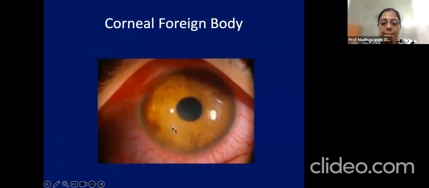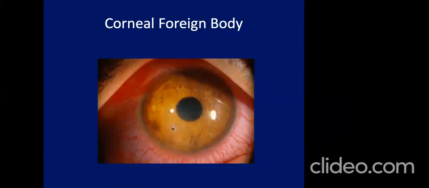What is this? That's a corneal foreign body. If you get a patient like this in your office, in your practice, what would you do for this patient? He has a corneal foreign body. It can be after an industrial injury, or even going in the train. Sometimes patients can get this. What would you do? We have to refer to an ophthalmologist.